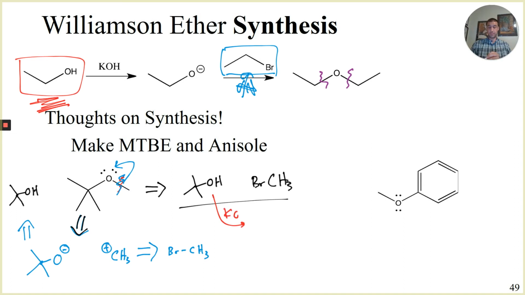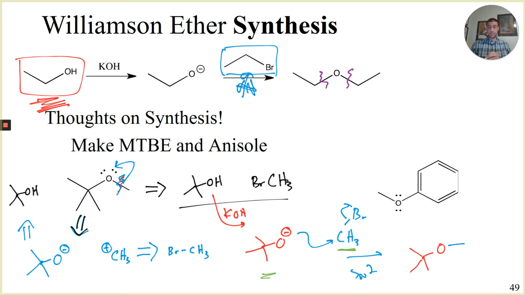We would run our KOH. Our KOH would go through and give us that negative. Cool. And now we'd want it to go through and attack our CH3Br, to break that open again in an SN2. We draw out our result and we would have our MTBE. As an SN2, we would want a sterically unhindered substrate. Good. So our substrate matches the way we want to.